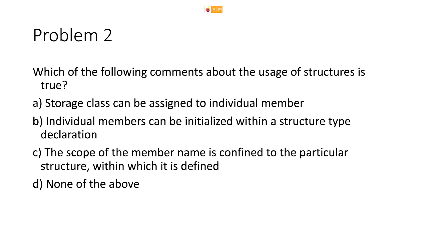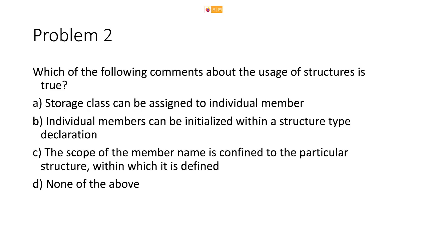Option C is correct. It says that the scope of the member name is confined to the particular structure within which it is defined. So if there is a member named X, then that X variable can be used only within the scope of that structure. You cannot use it without using the structure name. You have to use the structure name along with the dot operator to access that member. So C is correct. Option A says a storage class can be assigned to individual members.